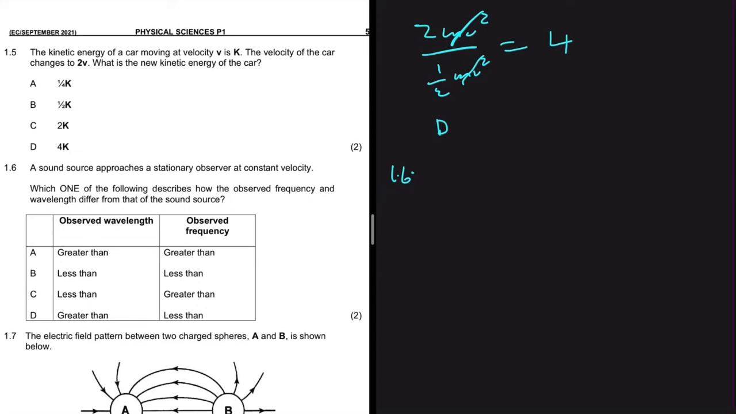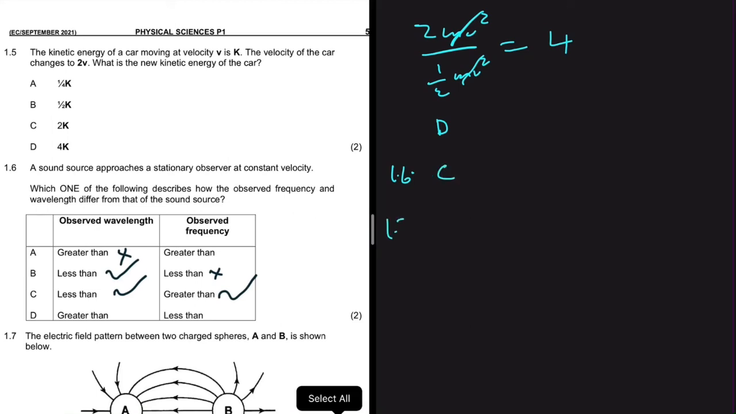So we're looking for an option that says higher frequency and less wavelength, right? Option A says the observed wavelength will be greater than. So that cannot be true. We know that it's supposed to be less than, right? And then B says the observed frequency is less than, so that is true. And then it also says the frequency is less than. That is wrong, right? C says the observed wavelength is less than, and the observed frequency is greater than. And that's exactly what we're saying, right? So for 1.6 we can go with C.